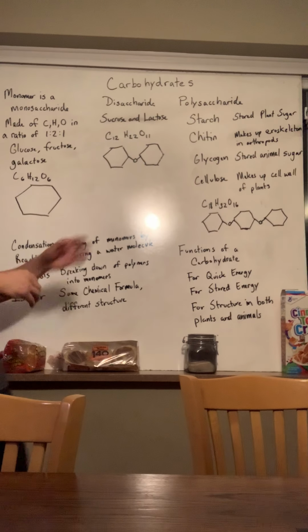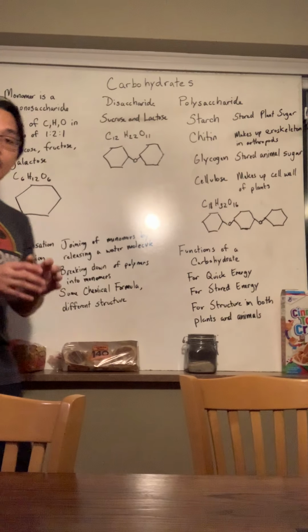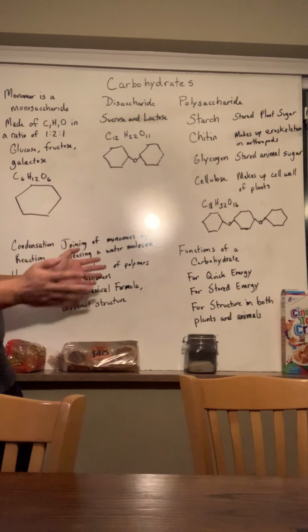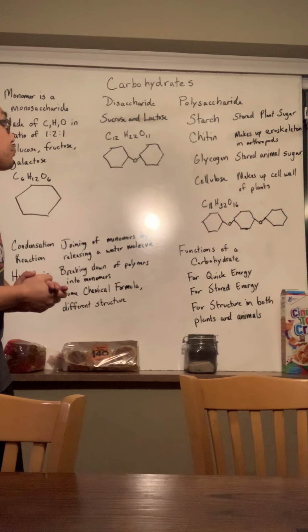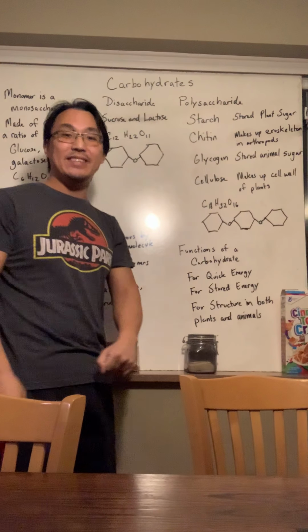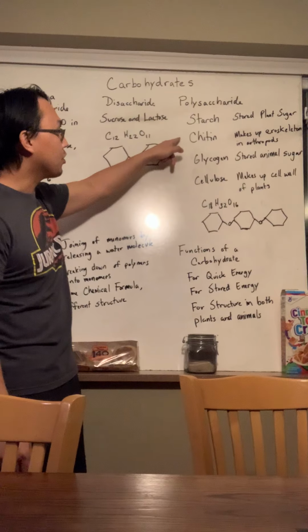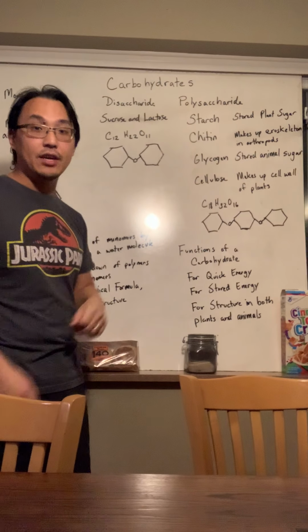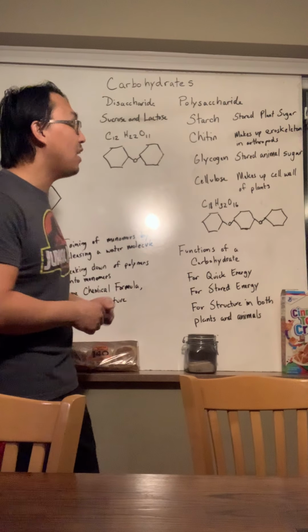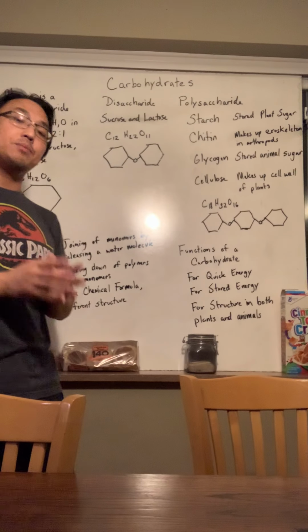Every single time that you add a monosaccharide, that balance gets put further and further away. Then we have our polysaccharides. Our polysaccharides are going to be your starch, your chitin, glycogen, and cellulose. And you're going to find each one of those different descriptions as well.